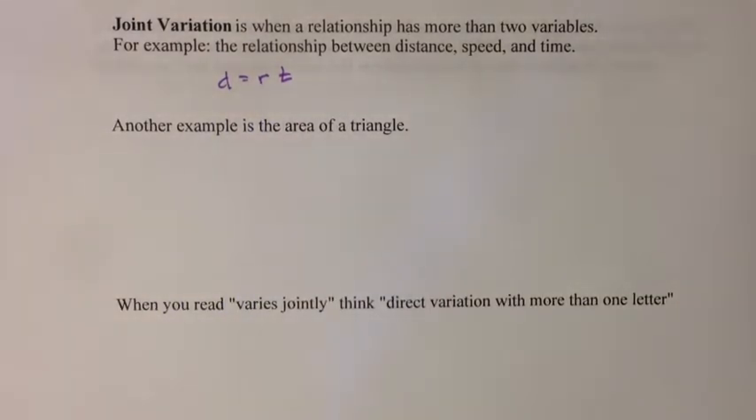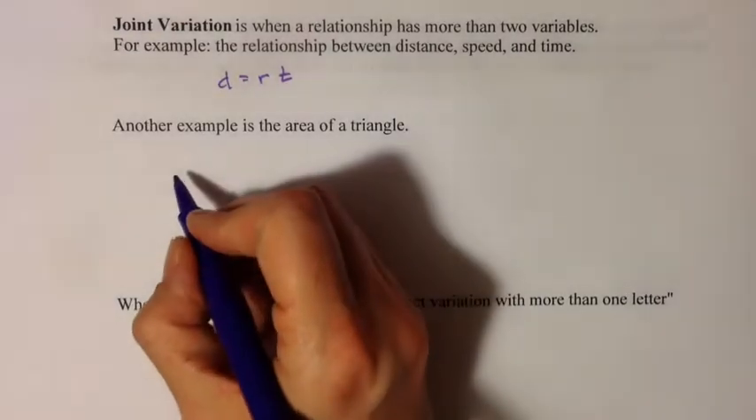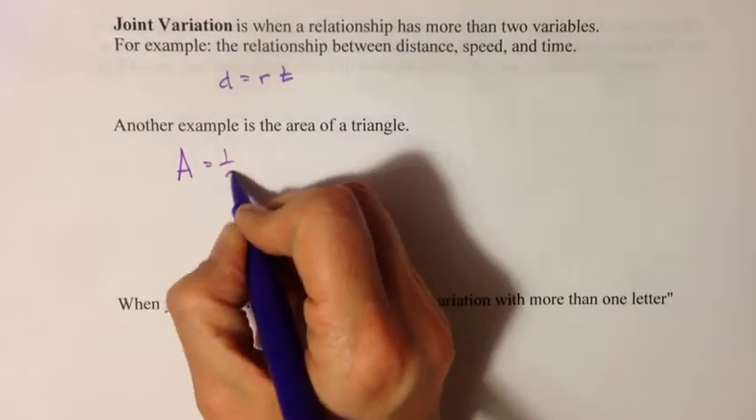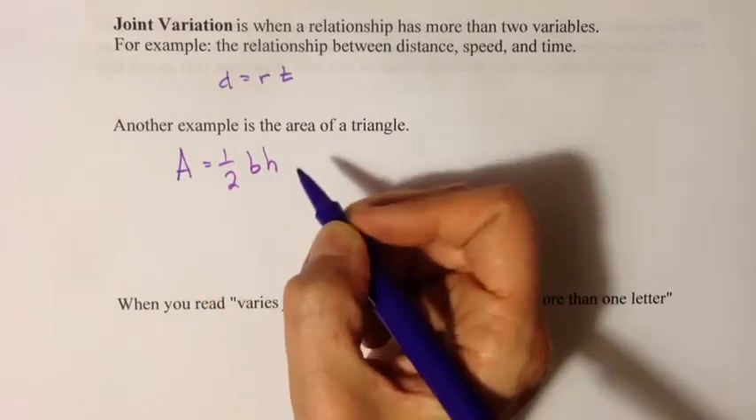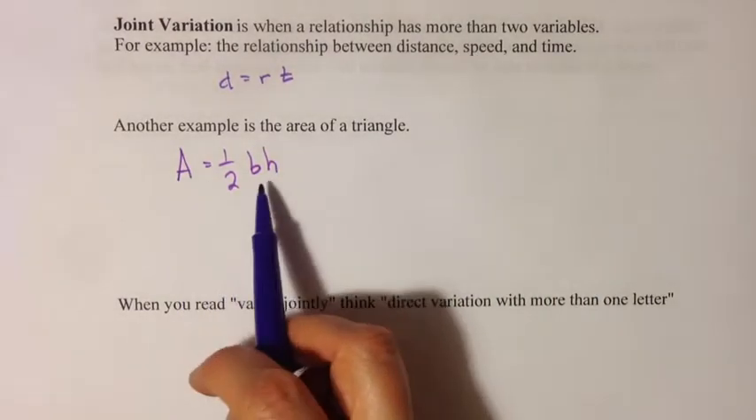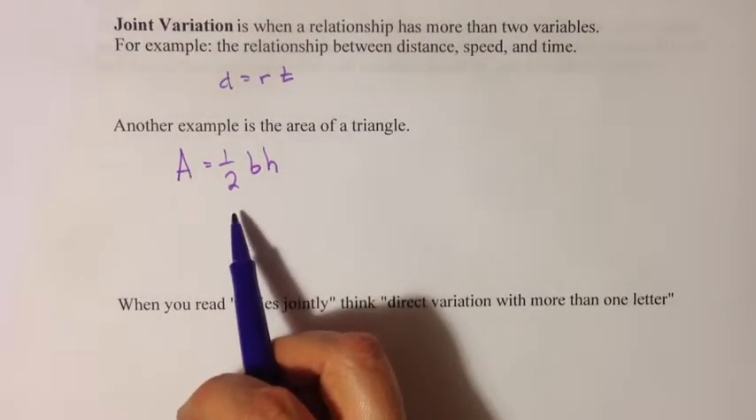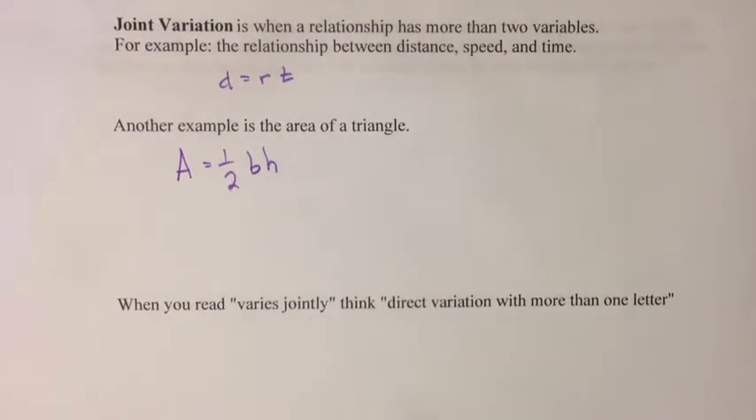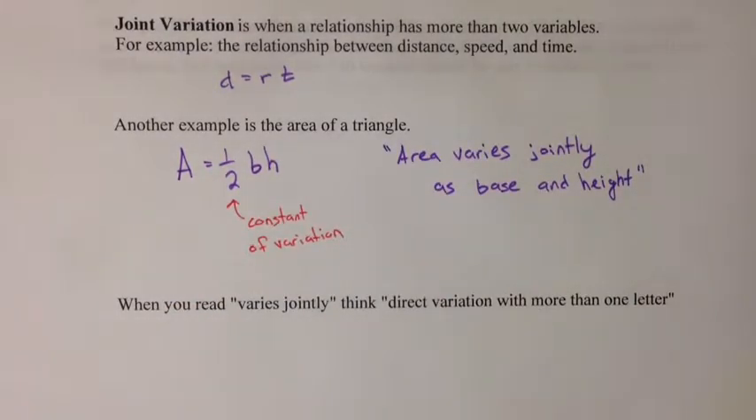Another example you're probably familiar with is the area of a triangle. Area is 1/2 base times height. The area varies jointly as the base and the height. In this case, the constant of variation is 1/2. Whenever you read varies jointly, you can think direct variation, but there happens to be more than one letter.